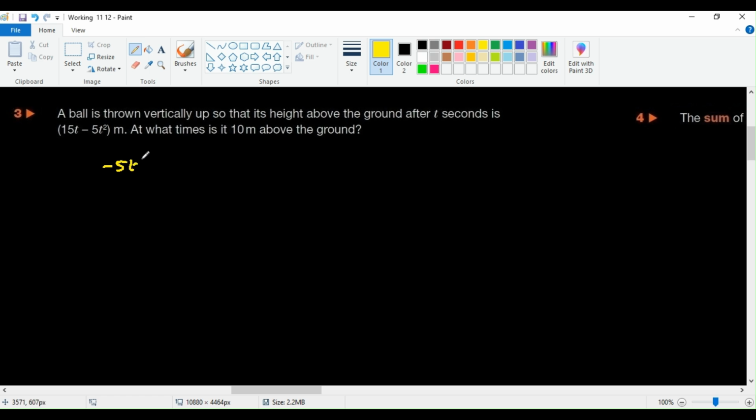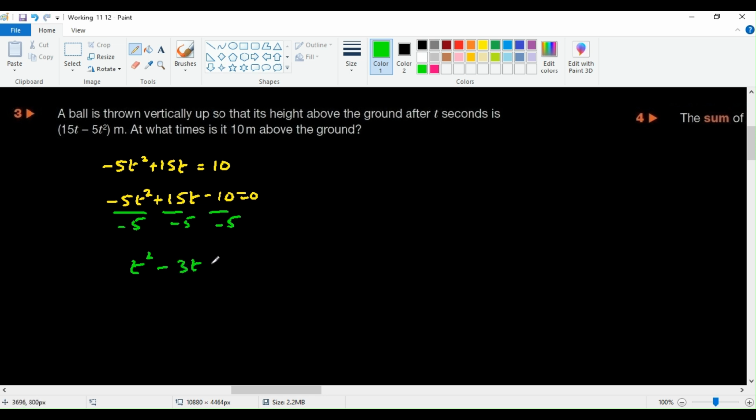I will write this way, and plus 15t equals 10 meters. And if I make this quadratic equation this way, minus 10 equals 0, and dividing everything by negative 5, this is going to give us t square minus 3t plus 2 equals 0.